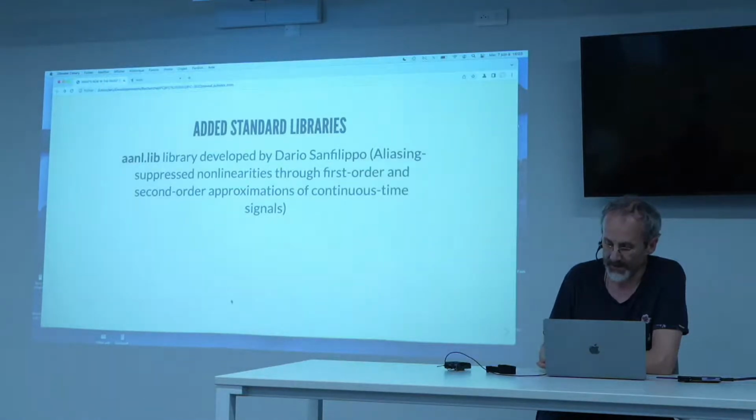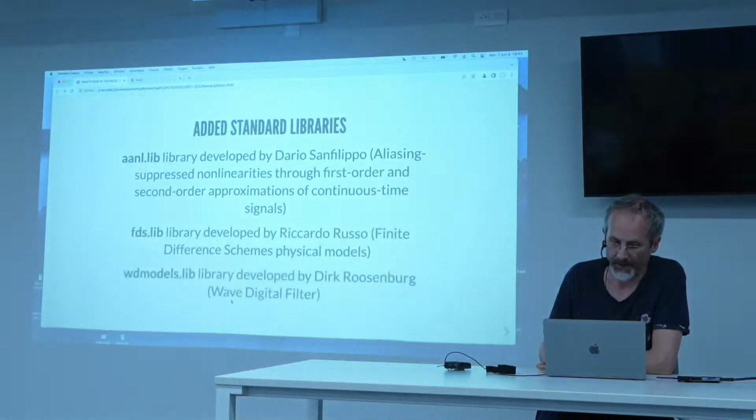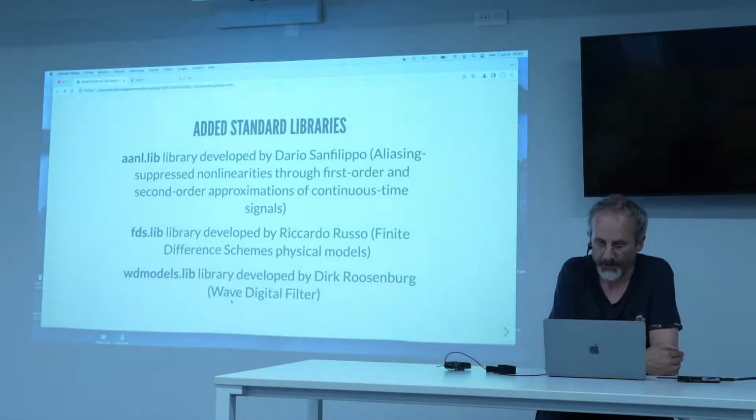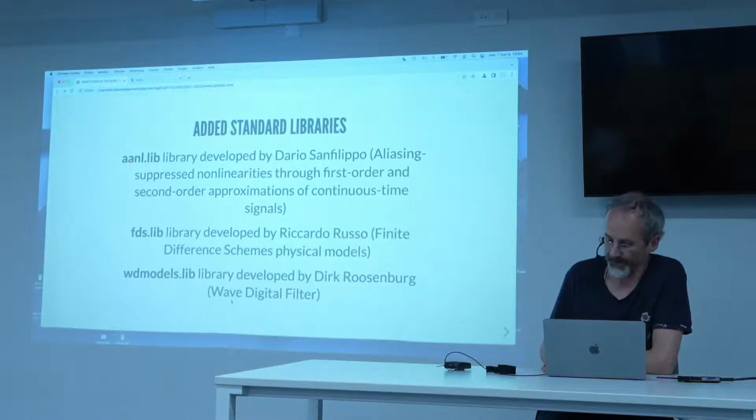And we also have documentation for that. New libraries have been contributed by Dario, who was here this morning, but I think he's not there anymore. A library to do anti-aliasing computation. And we have two new libraries in the physical model domain. One contributed by Ricardo Russo, who did that at RAM, to do finite difference scheme physical models, and another one contributed by Dirk Rosenburg to do wave digital filter physical models.